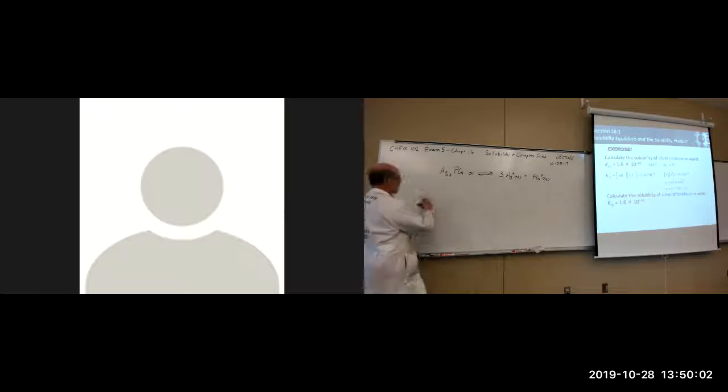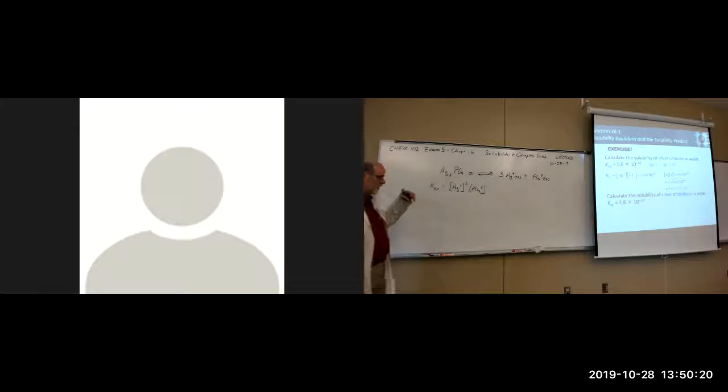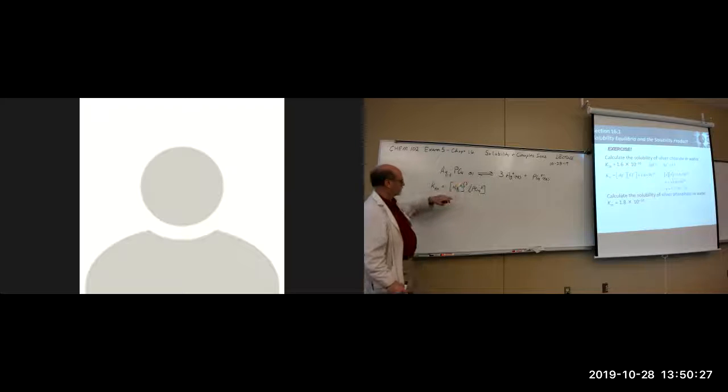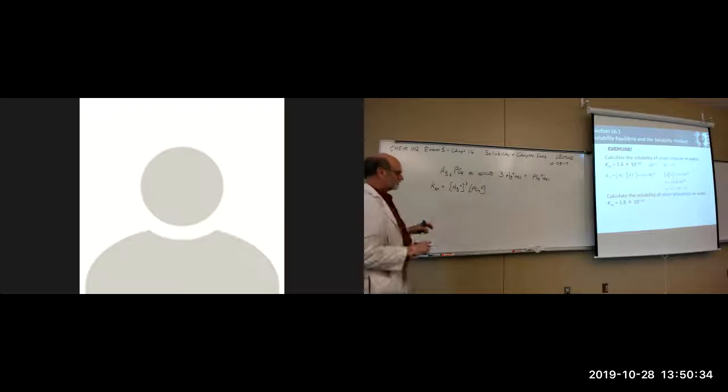Now, what's the expression for that solubility product? Well, it's silver to the 3rd power and phosphate to the 1st power. Just like we were writing any equilibrium expression where the solid doesn't count. So we have this set up with our coefficient as the power of silver. Now, maybe this would be a good place to use the ice table.